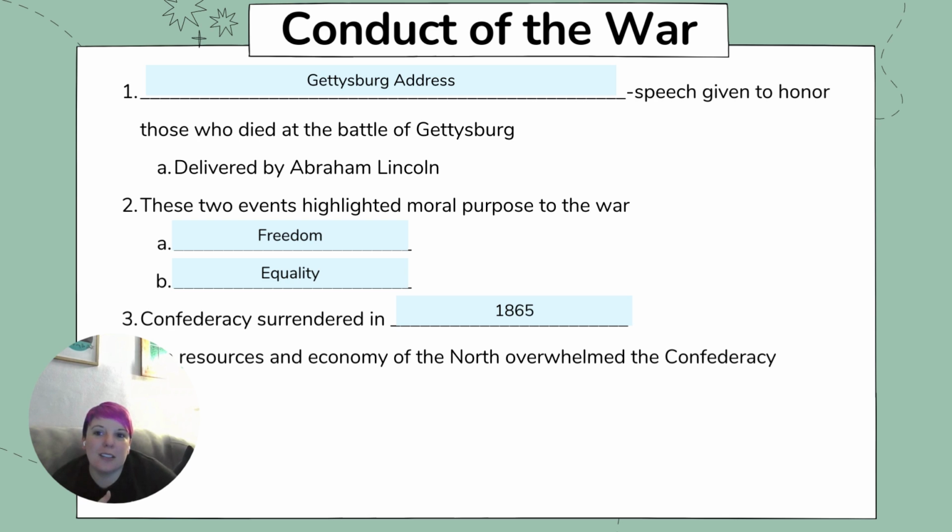So, also in 1863, Lincoln delivered the Gettysburg Address to honor people who died at Gettysburg in a very key battle that lasted 3 days. These two events helped to highlight the moral purpose of the Civil War. The moral purpose, twofold: freedom and equality. So eventually, the resources and economy of the North proved too strong, and the Confederacy did surrender in 1865.